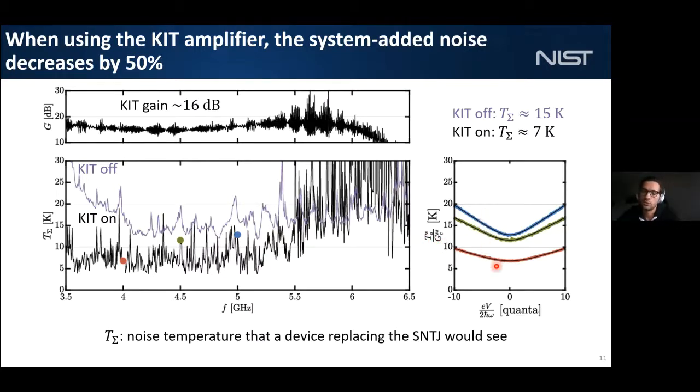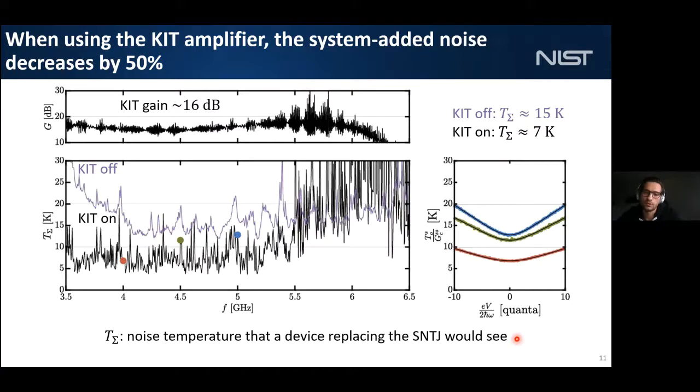And so I'm showing you 3 curves for 3 different frequencies. And then the black lines are the fit of these curves, from which we retrieve the system noise temperature T sub sigma. And this system noise temperature I'm showing you here on the central panel. And so I show it for 2 different situations: when the kit is on, in black, and when the kit is off, in purple. And so you see that when I turn on the kit, I reduce the system noise temperature from say around 15 Kelvin down to around 7 Kelvin.